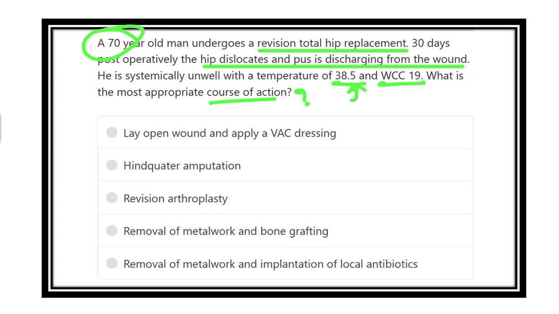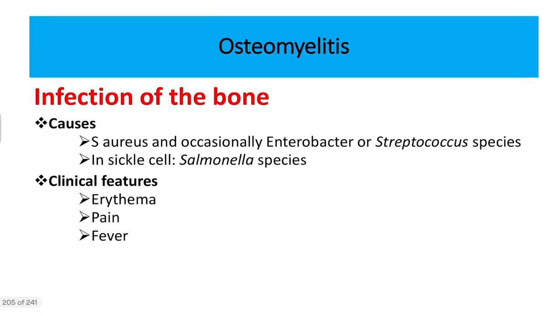Because this is a total hip replacement, both the acetabular and the femoral head components are replaced, and a metallic implant is inserted. So what can we do? First of all, this patient developed osteomyelitis, that means infection of the bone and bone marrow.